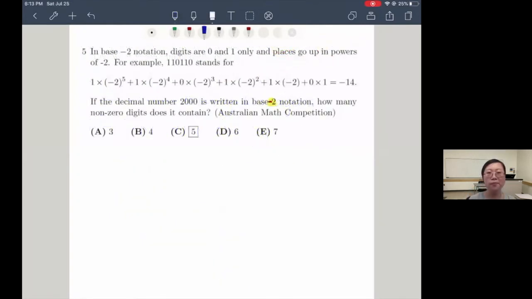Problem 5 is a mathematical riddle. It asks us to find out how to represent the decimal number 2000 using a new system. It is the base -2 system. The person who wrote the problem must be a person who likes negative numbers so much. But it bothers me because I'm not familiar with the system, and mainly because I don't feel confident about the place values.